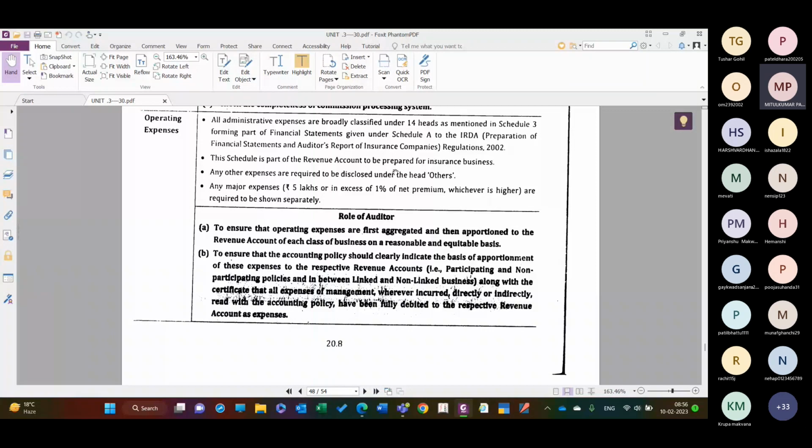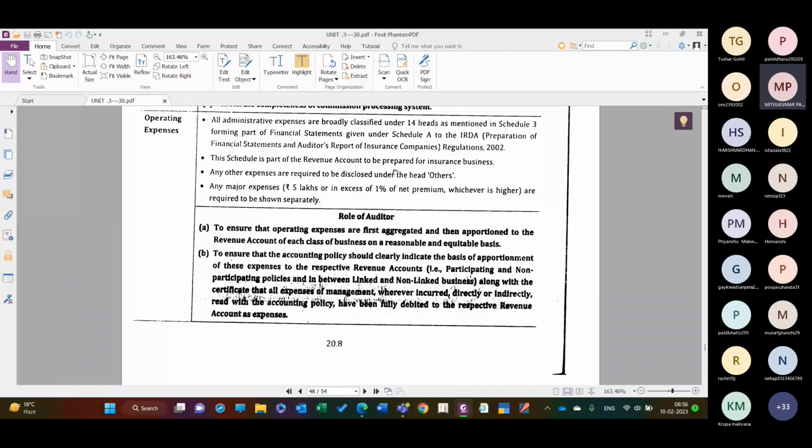That is the role of the auditor. वो भी यहाँ पे ही लिखा होगा role में. This schedule is a part of the revenue account to be prepared for the insurance business. Any other expense is required to be disclosed under the other heads. Any major expense of rupees 5 lakhs or in excess of 1% of the net premium, whichever is higher, is required to be shown separately. This is the disclosure requirement.